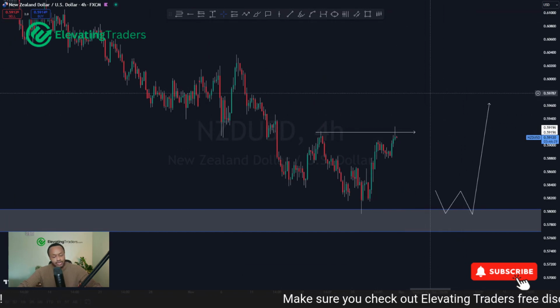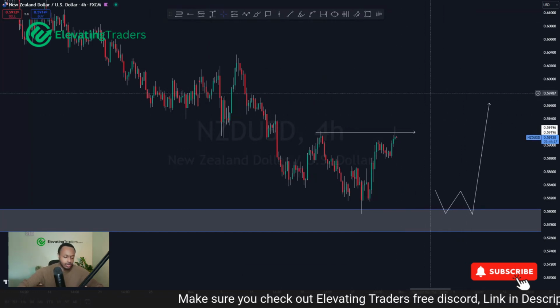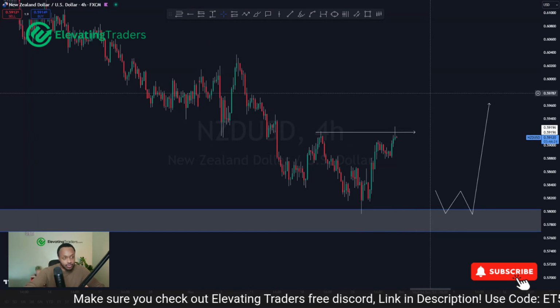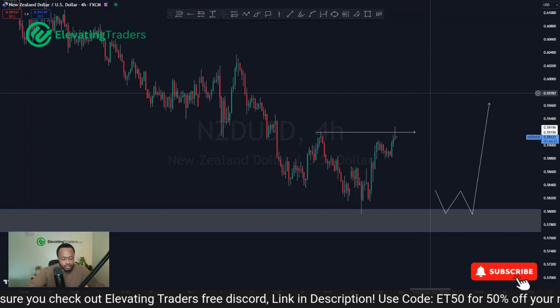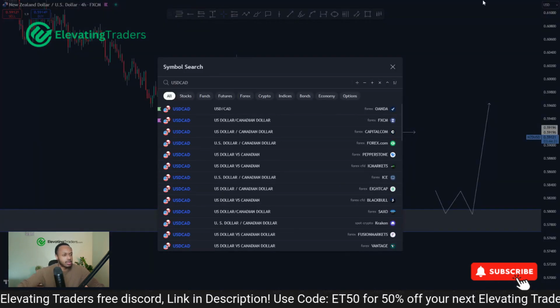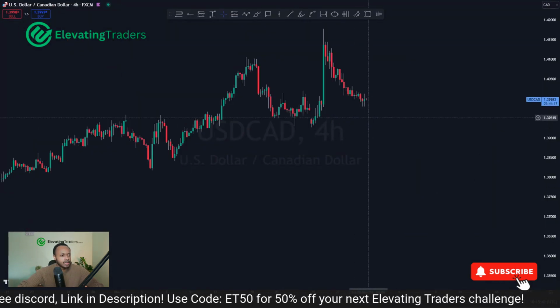Out of the USD pairs so far, I think Pound USD buys look really good because that one's kind of had a strong move and looking for some pullbacks there as well. Dollar CAD, this one's slowly pushing down, I'm pretty sure. Yeah, slowly pushing down.